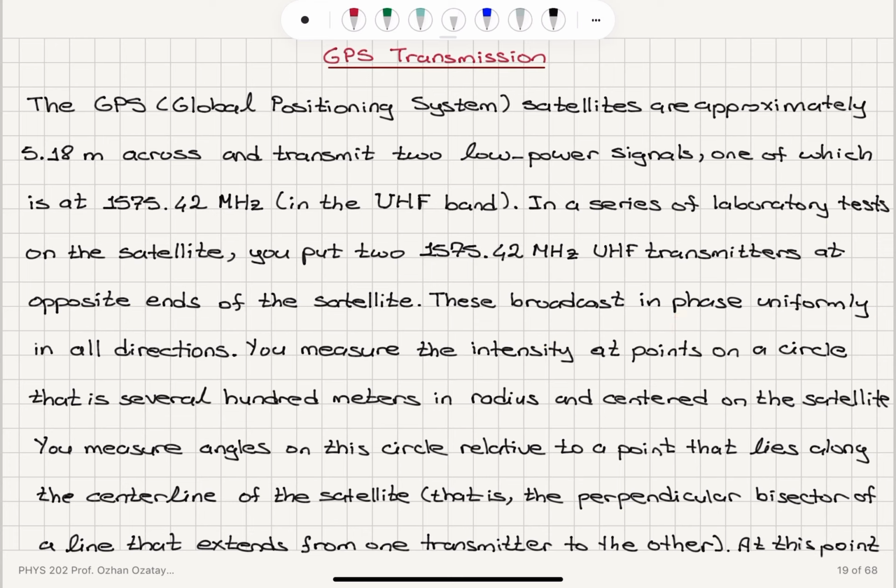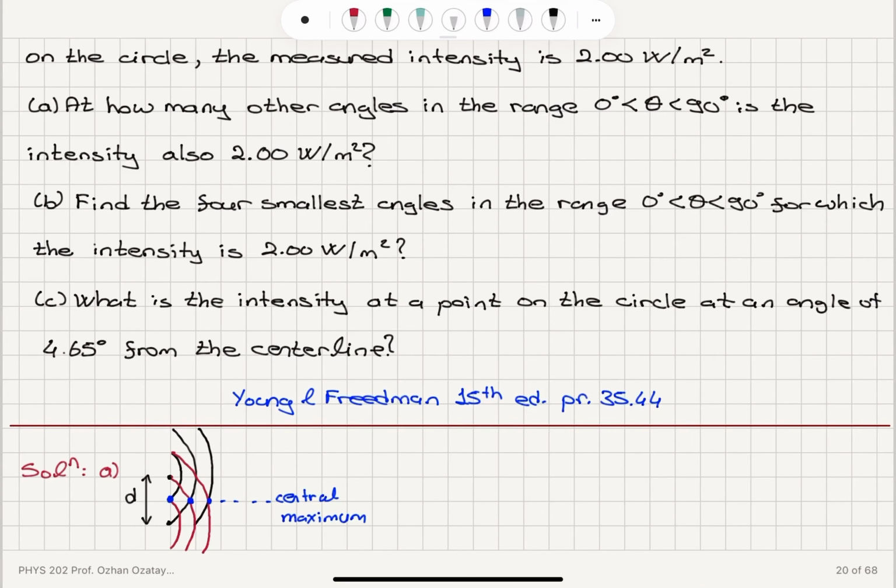These broadcast in phase uniformly in all directions. You measure the intensity at points on a circle that is several hundred meters in radius and centered on the satellite, so several hundred meters, much greater than the distance between the sources. You measure angles on this circle relative to a point that lies along the center line of the satellite, that is the perpendicular bisector of a line that extends from one transmitter to the other. At this point on the circle, the measured intensity is 2 watts per meter square. So that will be here the central maximum.